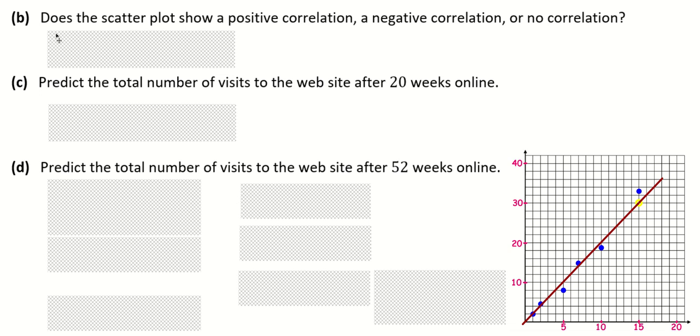So, quick question here for part B, pretty simple question. Does the scatter plot show a positive correlation, a negative correlation, or no correlation? Well, if you were paying attention and if you learned 5.0a, it's positive correlation. Next question. Predict the total number of visits to the website after 20 weeks online. Predict the total number of visits.